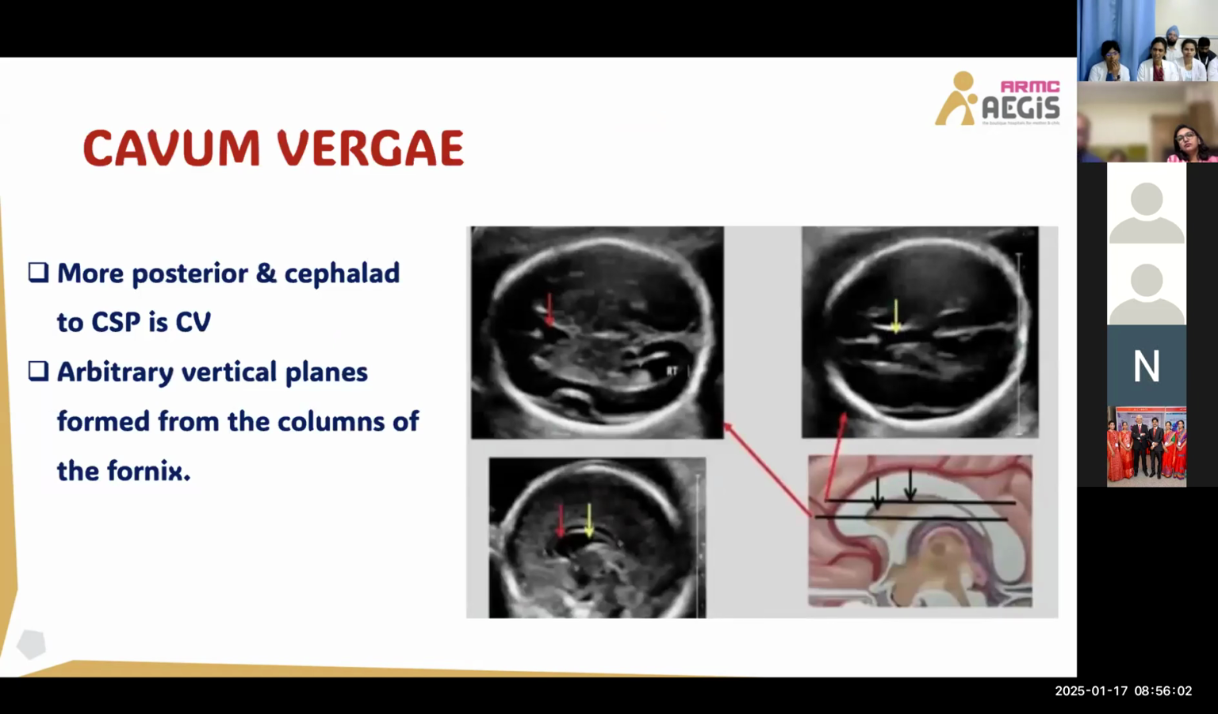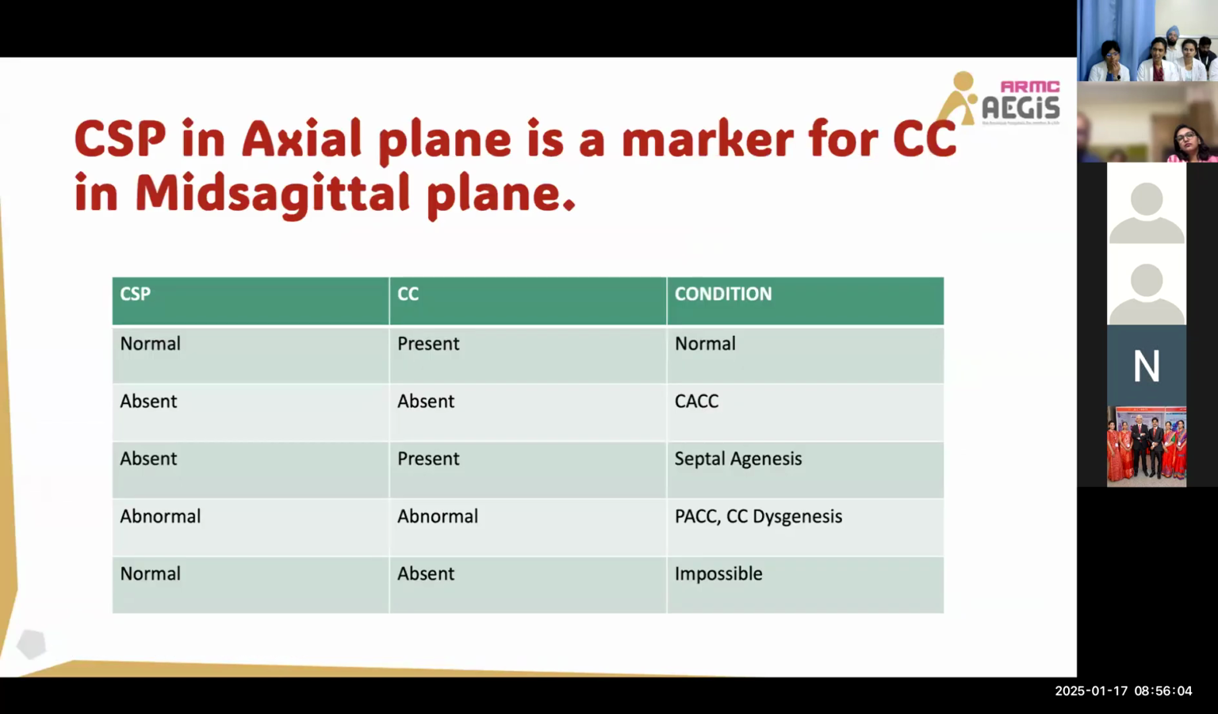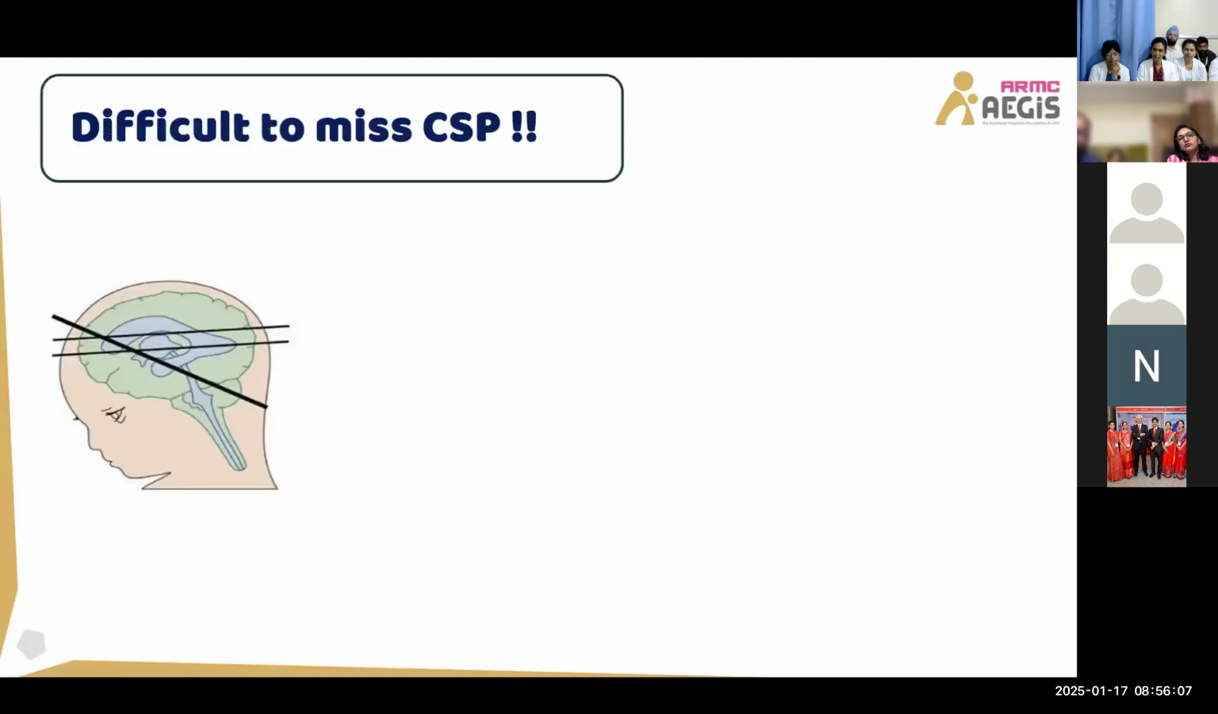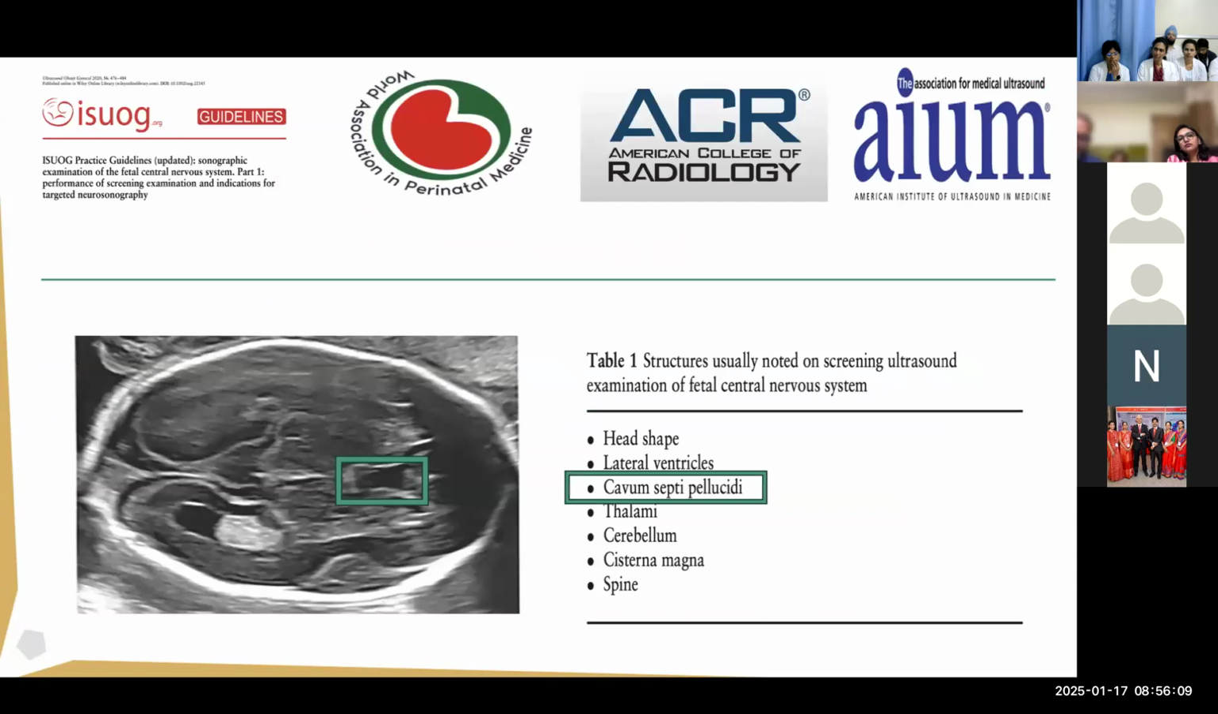Even in narrow CSP, filled-in CSP or obliterated CSP, you have to be absolutely in the true mid-sagittal plane, which will be guided by the presence of the parks. Then only should you comment on CSP in the sagittal view. Yes, madam, that's a small point, but it is a common mistake.